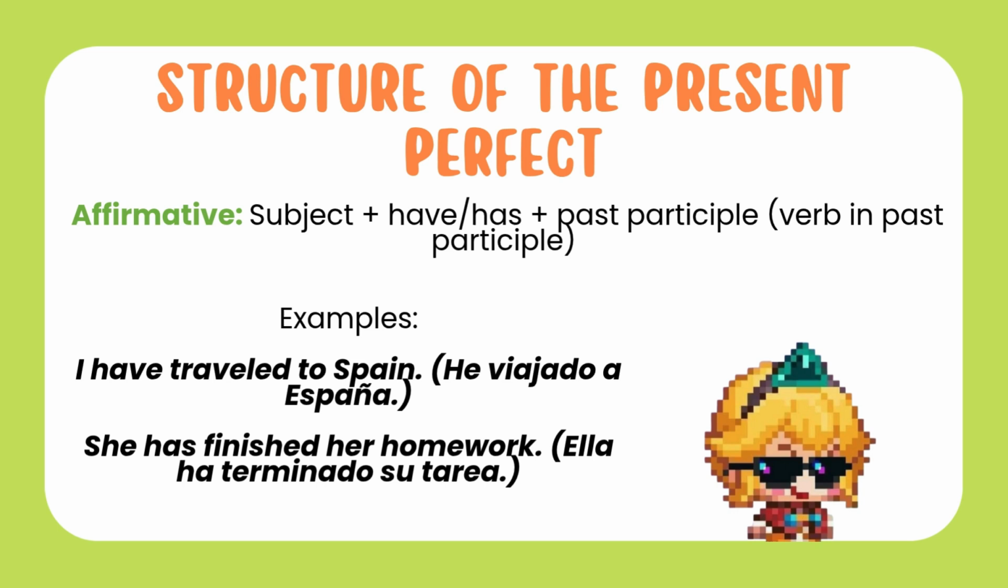Now, let's talk about the structure of the present perfect in positive form. It is made up of the subject, plus have or has, plus the past participle of the verb. Let's look at some examples. I have traveled to Spain. Refers to the action of travel. She has finished her homework. Talks about an action that has already been completed.